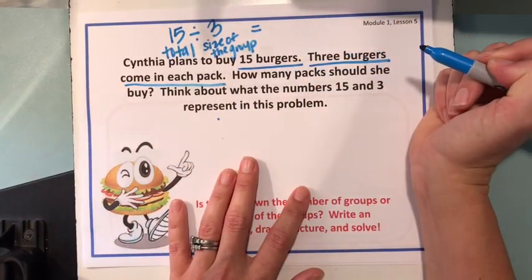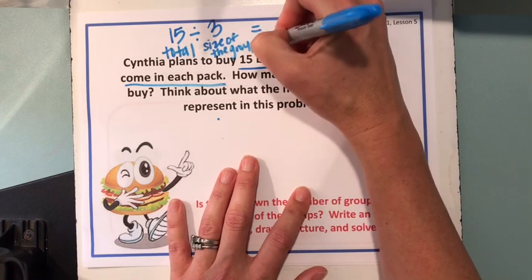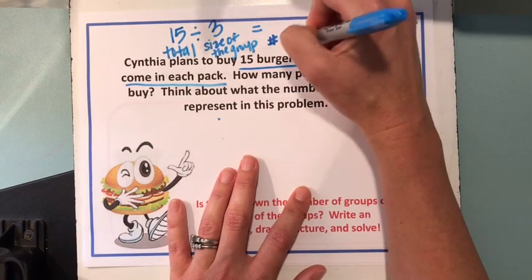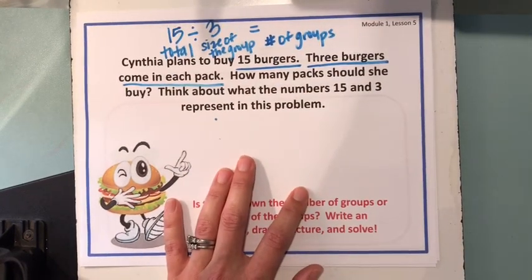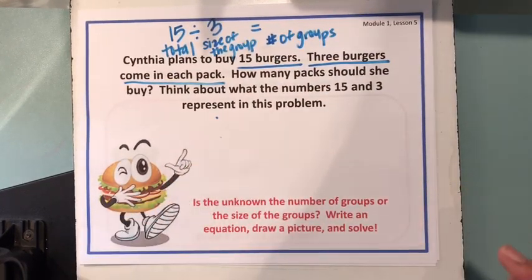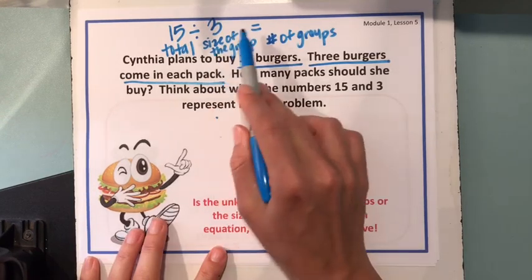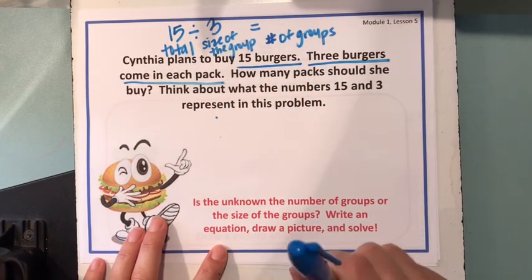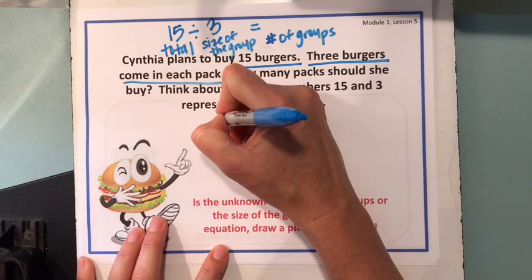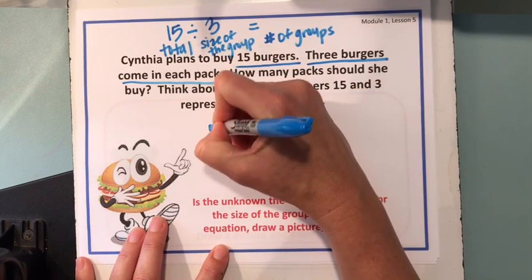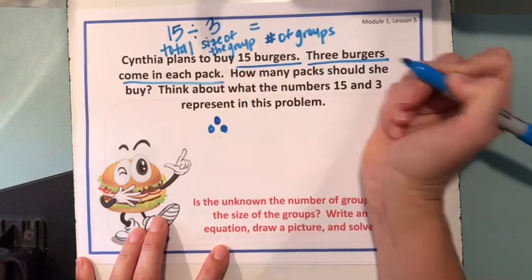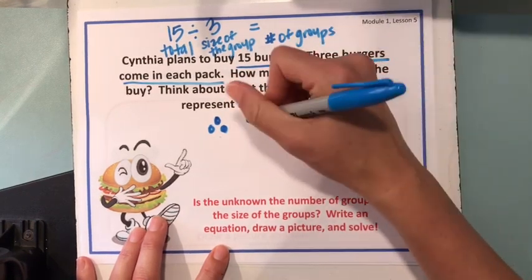Now, what are we trying to find? Well, we're trying to find the number of groups, or the number of packs that she needs to buy. So, we know that the size of the group is 3. So remember what my trick is: you draw groups of 3 first until you get to 15. So 1, 2, 3. There's one group. I'm not at 15 yet, so I need to keep drawing.